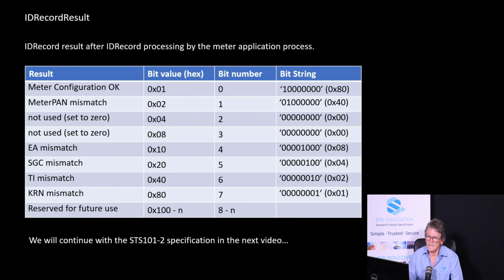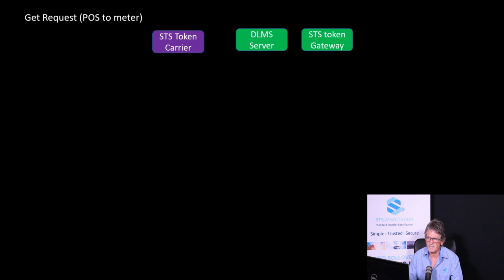The ID record result itself will then come back as meter configuration OK, meter PAN mismatch if you've sent it an incorrect meter PAN. The next two are not used. Then you could have an EA mismatch. In other words, you're trying to send an EA07 token to an EA11 meter, or vice versa. SGC mismatch, tariff index mismatch, or key revision number mismatch. And those essentially are the ID record results that can come back after ID record processing by the meter. And we're going to be continuing with STS101-2 specification in the next video.